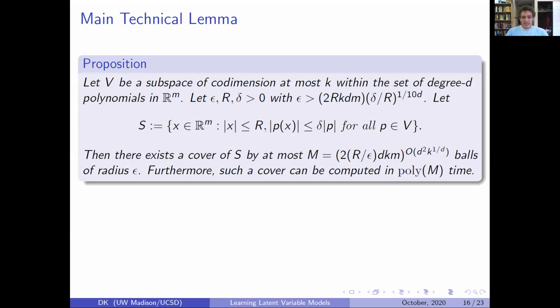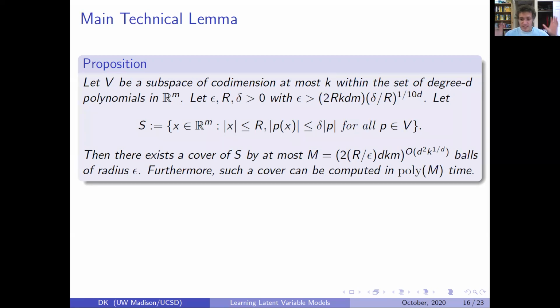Then let S be the set of X in R^m so that the absolute value of X is at most R, and so that for every P in V, the absolute value of P of X, I'm not going to require that it's 0, but it's at most delta times the norm of P. So it's very small. Then I can cover S with epsilon balls, and the number of these balls is at most M, which is (2R over epsilon) to the D k^m to the O of D squared k to the 1 in D. And furthermore, not only does such a cover exist, I can actually compute it in poly M time.